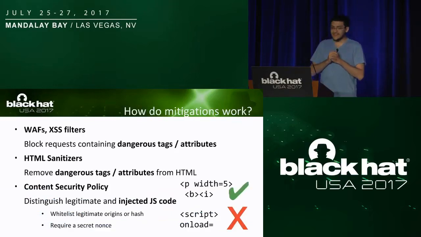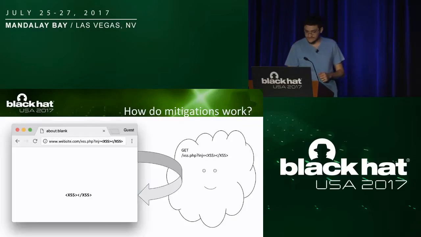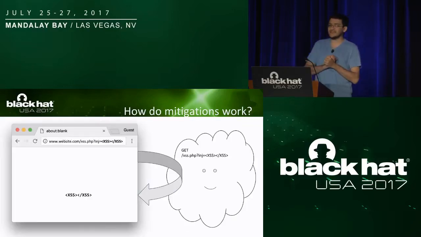All these mitigations work very similarly. They all look at dangerous tags or attributes: WAFs and XSS filters block the request, HTML sanitizers clean them up from the HTML, and CSP, before they get executed, looks whether it's something that is trusted in some way, like whether they have a hash that is trusted or come from a legitimate place, or they have a secret nonce, or they were injected dynamically correctly, etc. So this is an example, just to give you a brief introduction about how they are different and how they are the same.